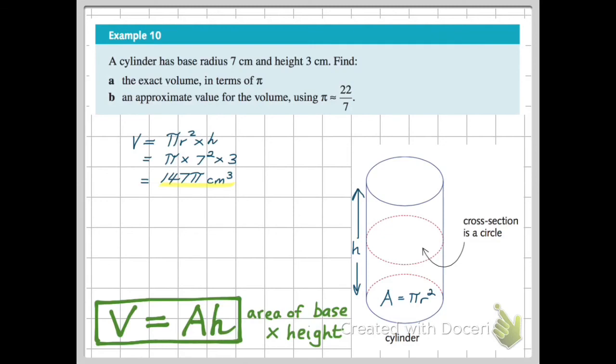For B, we're asked to approximate the volume using pi equals 22 over 7, so now I can substitute that, and 147 divided by 7 is 21, and you can figure out that the product of 21 and 22 is 462. Don't forget the units. In this case, it's centimeters cubed.